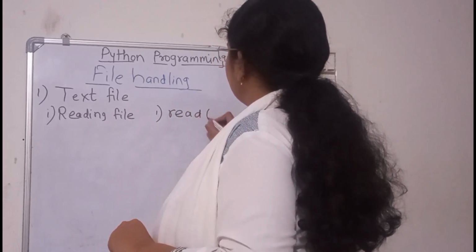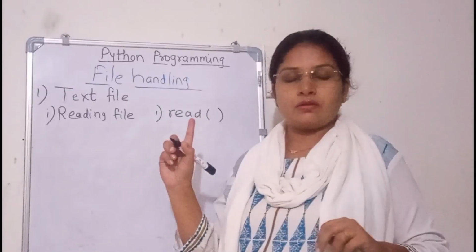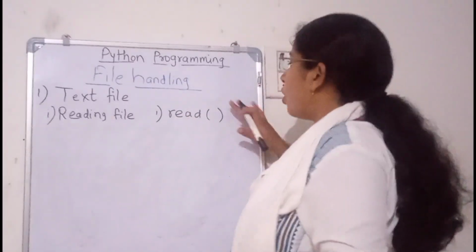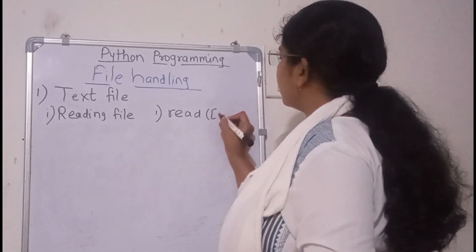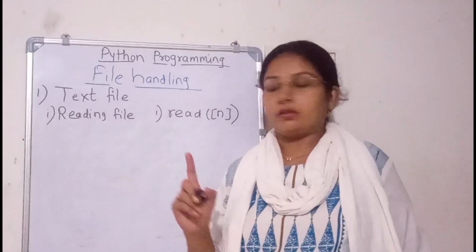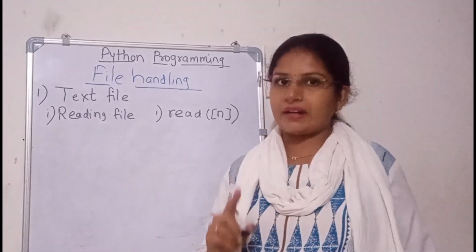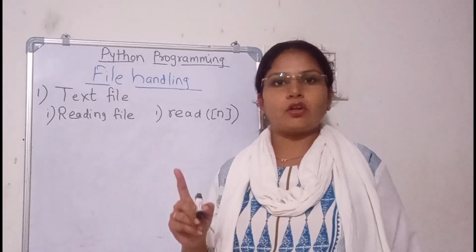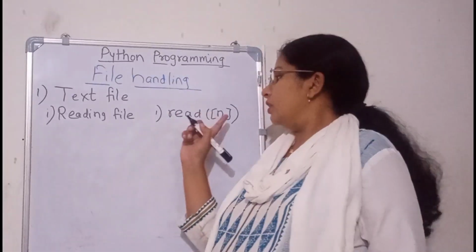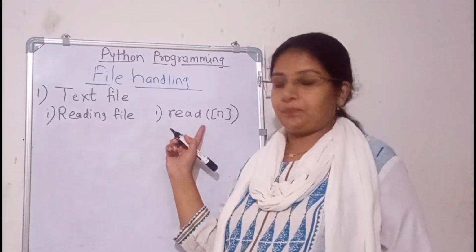Just read. Okay, read and parenthesis, right? Here this could be empty parenthesis, or you can just mention the n. Read method. Read is the built-in method in Python which is used in file handling to read the content of the file. So it has to be written like this exactly. The parenthesis could be empty, or you can mention the parameter n.